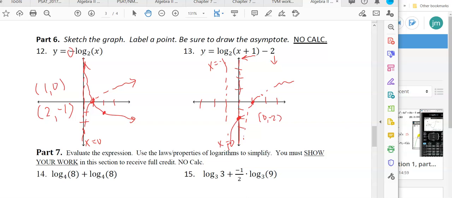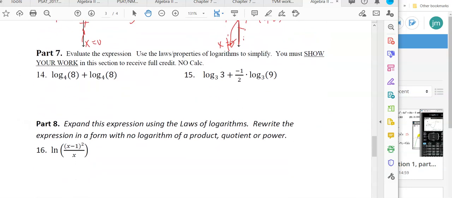I'm just going to plug in 1 and see what happens here. So 1, comma, log base 2 of 2 is 1, and 1 minus 2 is -1. So it's going to go through that point right there. So it's pretty good, and that gets you your bonus point.